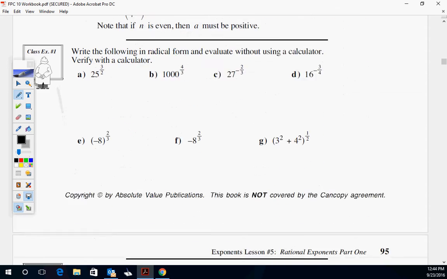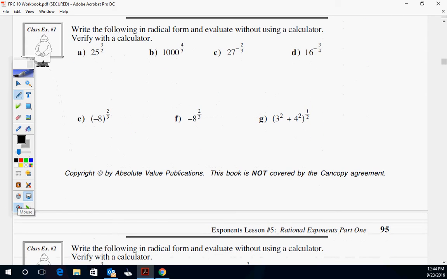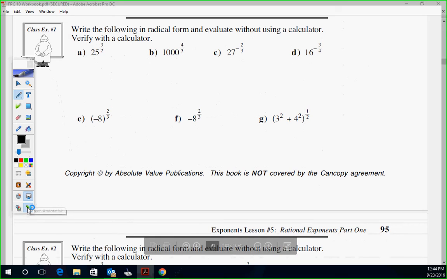And let's get some examples now. Write the following in radical form and evaluate without using a calculator. Verify with a calculator. Okay, so we're going to go ahead and write these. Again, there's a lot of different ways you can write them. Again, I just focus on what index do I have, and then I'm just going to go, okay, it's 25 cubed. To me, that's the way I like it, but the other way they showed up there, you can also write it square root of 25 cubed. Doesn't matter which one you do.